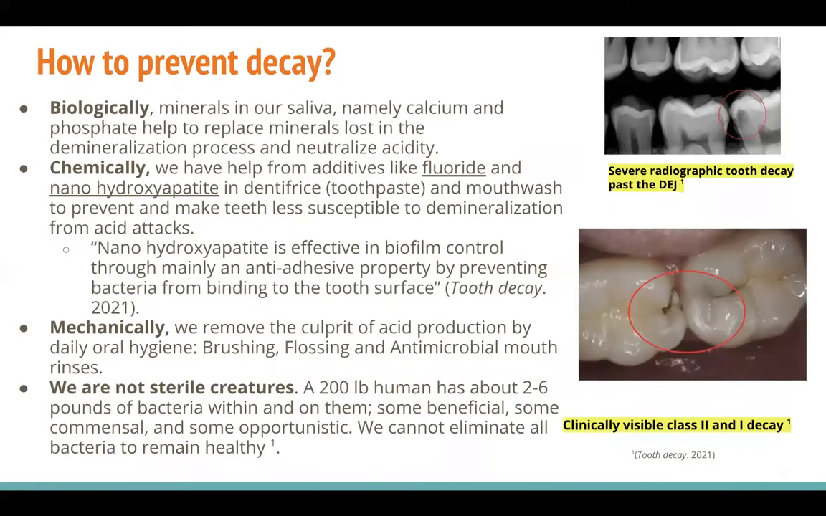So how is decay prevented? First of all, biologically, by our saliva. It has minerals like calcium and phosphate to help replace minerals lost in the demineralization process. Secondly, chemically, with additives like fluoride and nanohydroxyapatite. Thirdly, mechanically, by brushing, flossing, and antimicrobial mouth rinses.